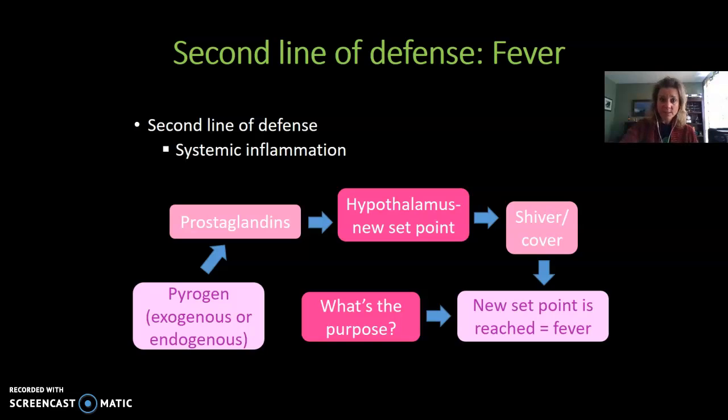And we call these pyrogens, pyro for fire. These are things that are going to cause an increase in body temperature. But some pyrogens are endogenous, which means that they are being made by our own cells.